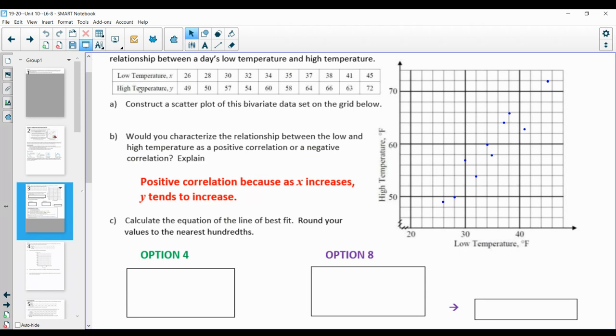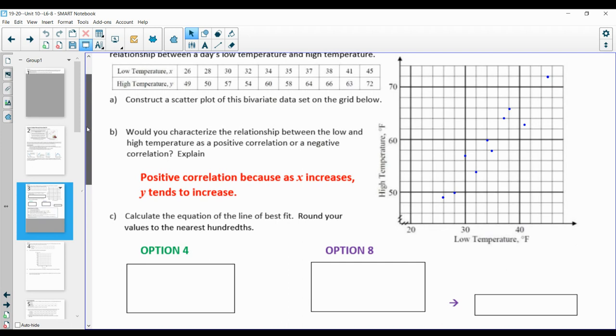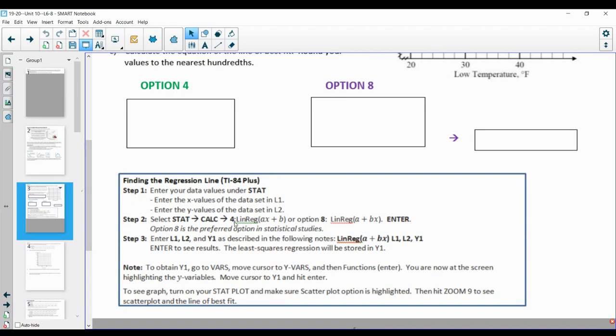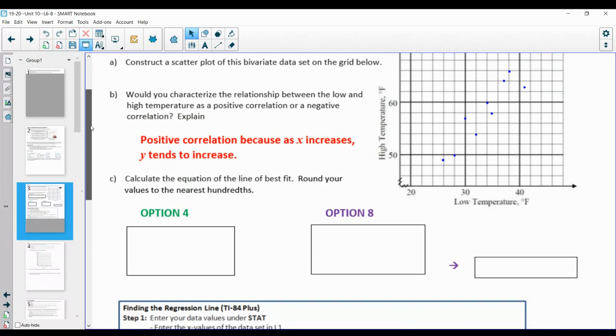So hopefully you've entered those in. If not, pause the video and do it now. But if you have already, let's continue on with the actual calculation. Now, if you notice here, we can do this two ways. We can use option 4 or option 8. Okay, we're going to do both of them here. And you do whichever one you prefer. While they may look slightly different, you're going to end up with the same answer. Okay, so let's follow along and we'll do option 4 first.